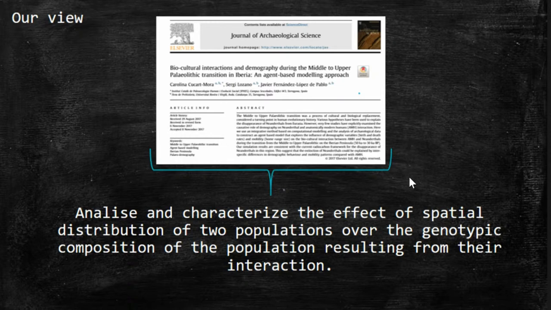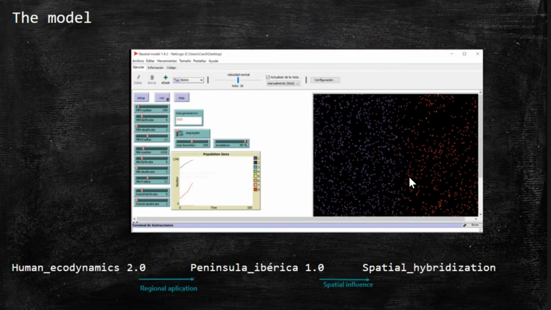So we decided that before we move forward into implementing new parameters into this model, we will focus on characterizing the spatial arrangement effect. This is the work that we are still working on and that we are here to present. The model that we are using is an adaptation of the model we used in the previous work, which was in turn an adaptation of the model Human Ecodynamics by Barton and Riel-Salvatore.